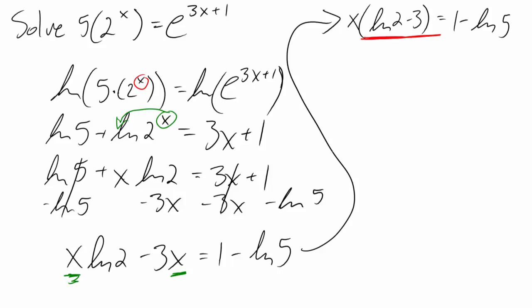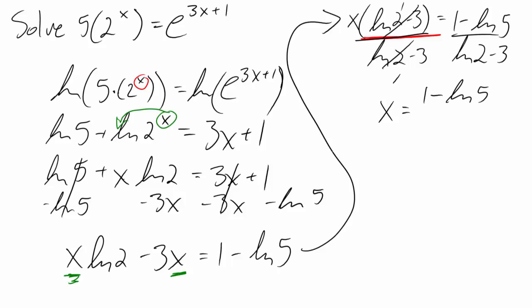So now, that's exactly what we're going to get rid of from the left side by dividing out by natural log 2 minus 3. And if we do it to one side, we got to do it to the other. And so that goes away from the left side, just leaving us with x equals 1 minus natural log 5 over natural log 2 minus 3.